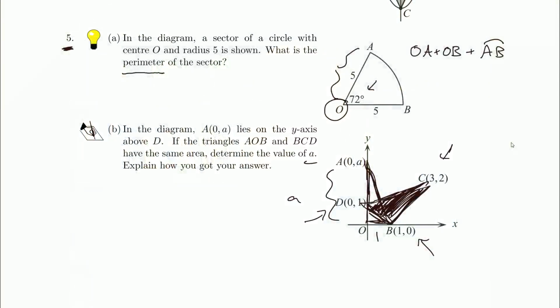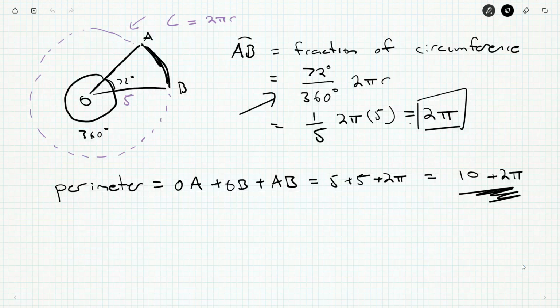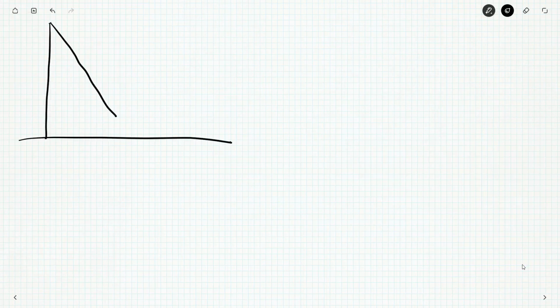So, what can I do? Well, let me think on that while I copy this picture. We're going to need another page here. So we got A up here, AOB. And then D is about here, and C is up here.